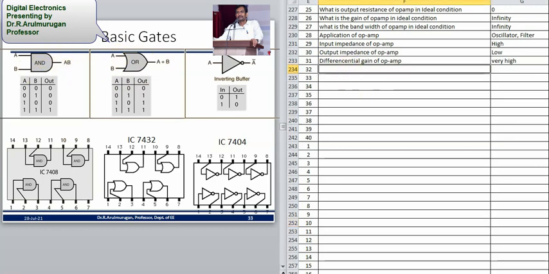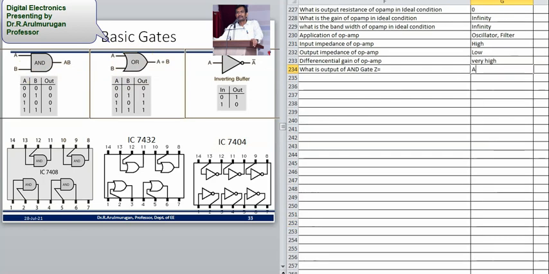What is the output of the AND gate? Output Z is equal to A plus B, or A minus B, or A into B? The answer is A into B. The input terminals are A and B, so the multiplication of A into B. You should know that one.